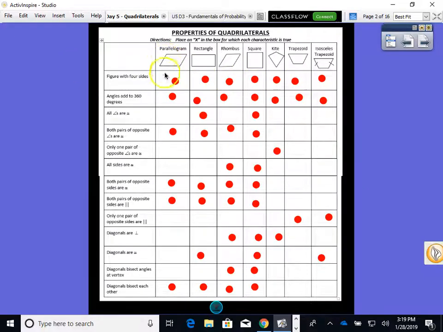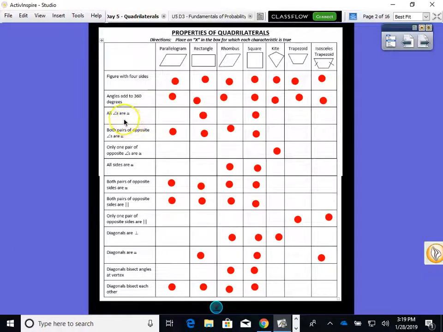So like for a parallelogram, it is a figure with four sides, which all of these are because they're all quadrilaterals. So you should have an X for this entire row for each one of those boxes. For angles adding up to be 360 degrees, since these are all four-sided figures, remember that 4 minus 2 times 180 does give us 360, so we should have all those be marked as well.